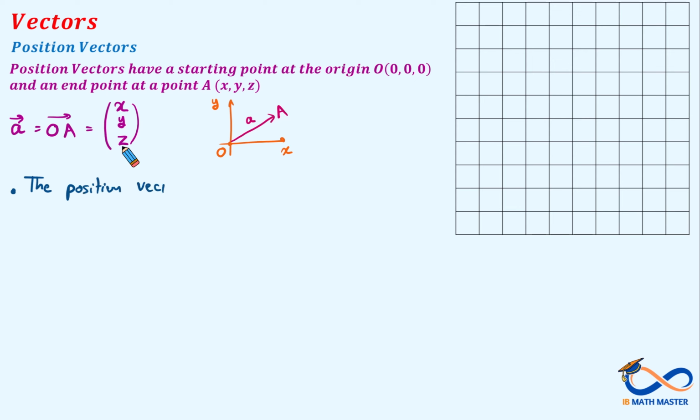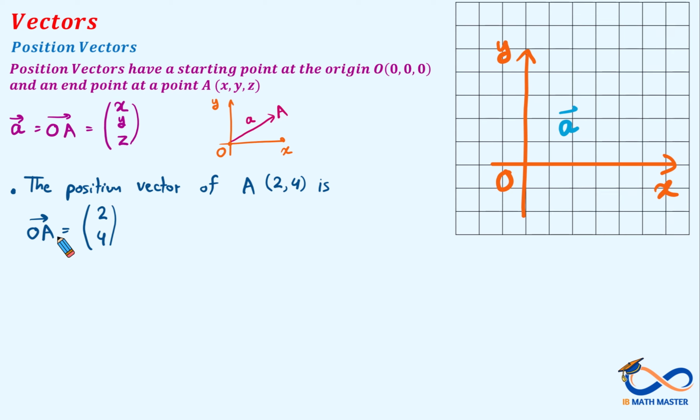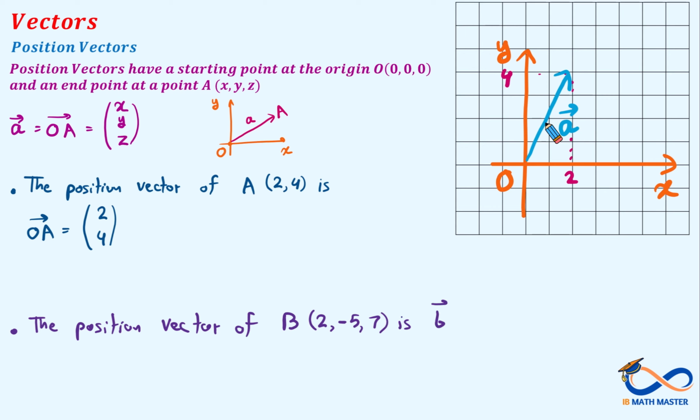So here, for example, the position vector of the point 2, 4 in 2D can be written as OA, which is 2, 4. It's the position vector of A that starts from the origin, as we see here, x is 2 and y is 4. Similarly, in 3D, the position vector of this point here, B, which is 2, negative 5 and 7, can be written like this, little b, 2, negative 5, 7. We write the same point, but in vector form.